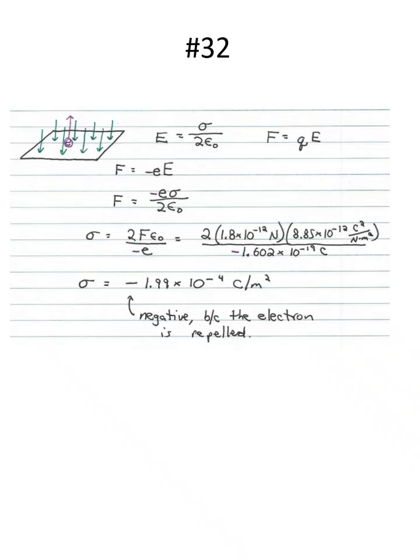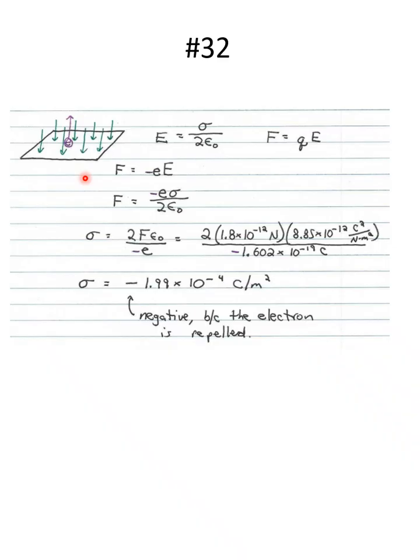Number 32. An electron close to a large flat sheet of charge is repelled from the sheet with a 1.8 piconewton force. Find the surface charge density on the sheet. All right, here I've drawn our big sheet. The electron is being repelled. That means that the electric field is going into it. And so we can say the electric charge on the sheet is negative.